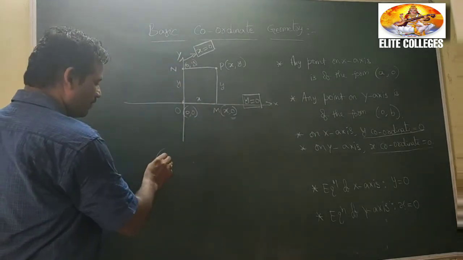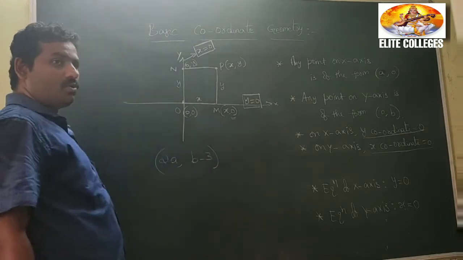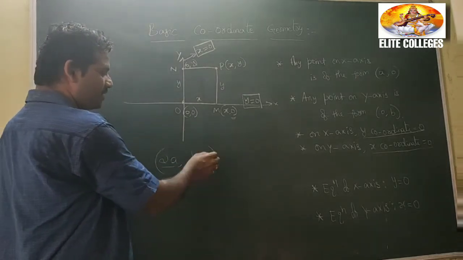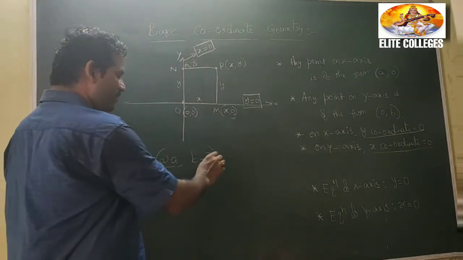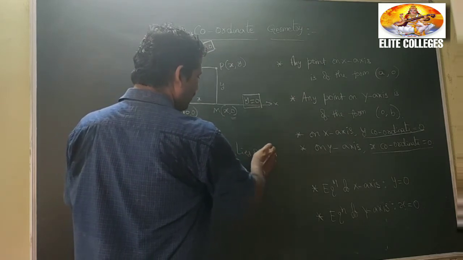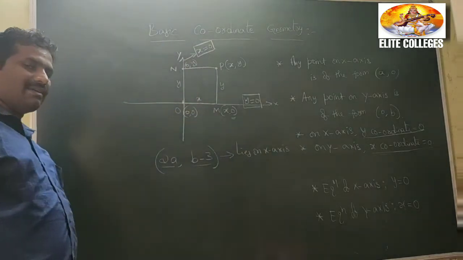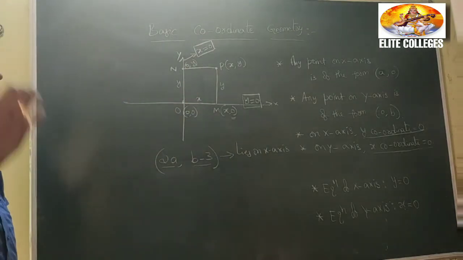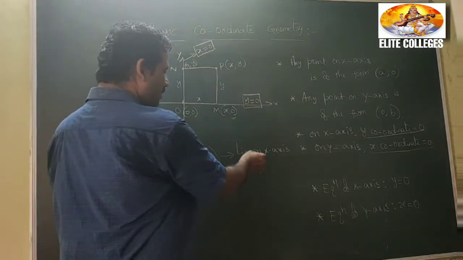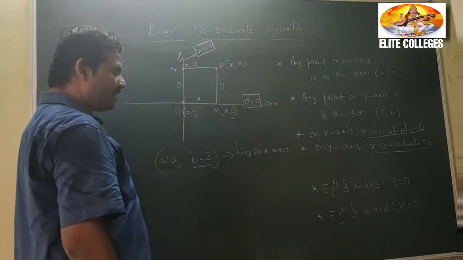Suppose I have been given the point 2a comma b minus 3. This is the x coordinate and this is the y coordinate. Suppose I say this point lies on the x-axis. What do we do? On the x-axis, the y coordinate is 0.